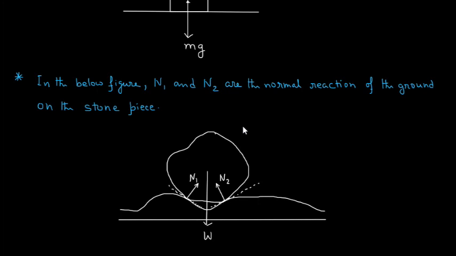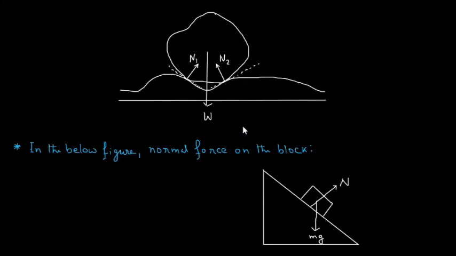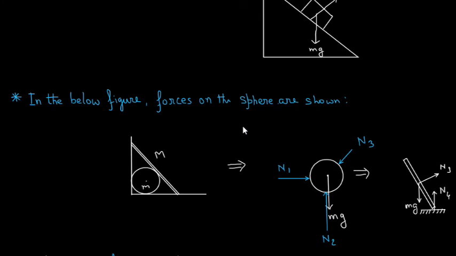In the below figure, N1 and N2 are the normal reactions of the ground on the stone. Next one, in the below figure, the normal force on the block is shown below. In the below figure, forces on the slope are shown. So we need to draw a free body diagram to find out the forces first. So there are 3 points of contact. So in the below figure we can see the free body diagram.